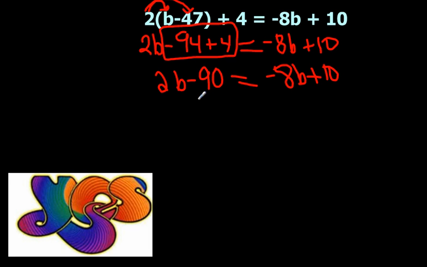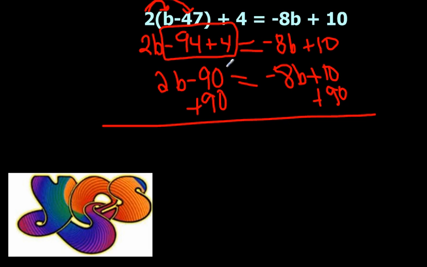This time I'm going to move this negative 90. I like to move the subtractions because if I can get rid of subtractions and negatives, I like to do that. So I'm going to choose to add 90 to both sides. It wouldn't matter in the end. You should still get the same answer no matter what you move. So those cancel and I get 2b equals negative 8b plus 100.